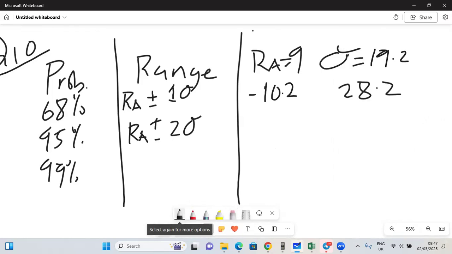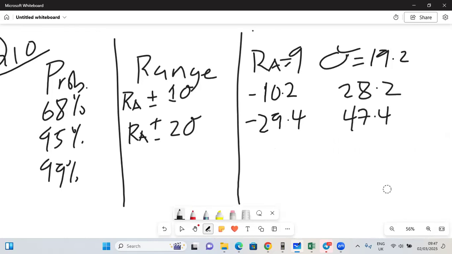So, actual answer here is going to be negative 29.4, and this one is going to be 47.4. The third one too is saying that it's 99%, so it's going to be RA plus or minus 3 standard deviation. So if this comes in, it's a bonus question, right? Since you've been able to do this first one and second one, you should be able to do this, right? You can pause the video and then do this yourself.